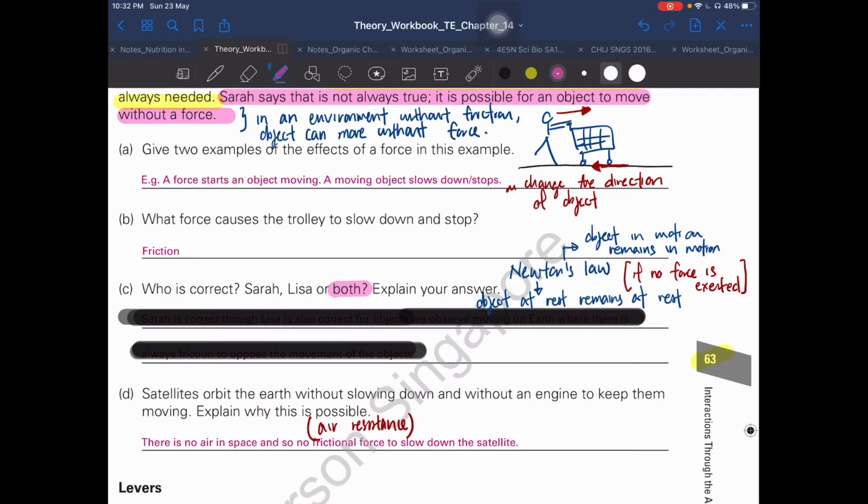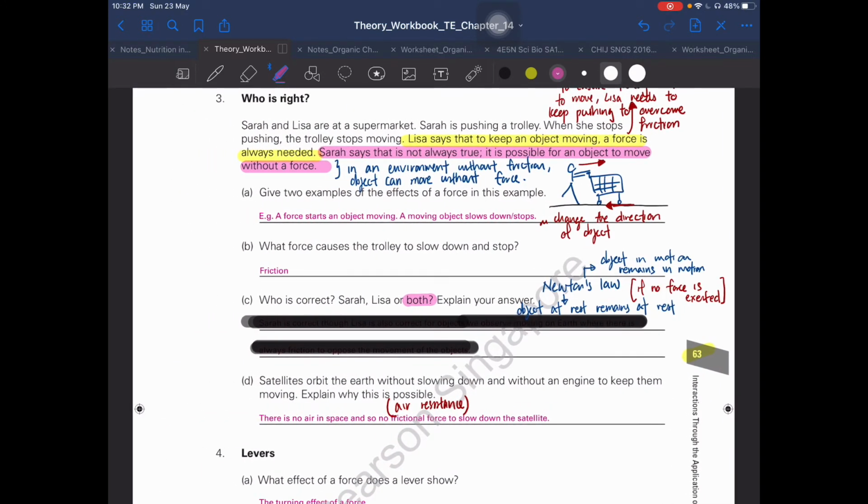Right? I think that this might be the most confusing question in the entire set of work. So if you have anything that you're not sure about, please type it into the private comment.